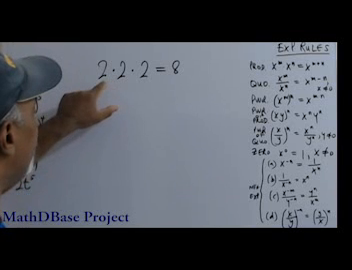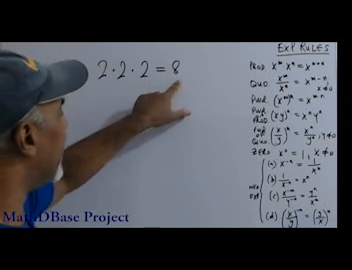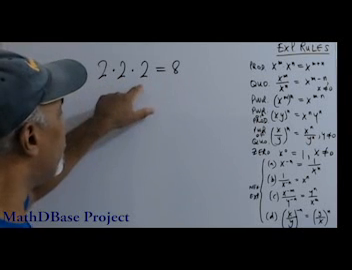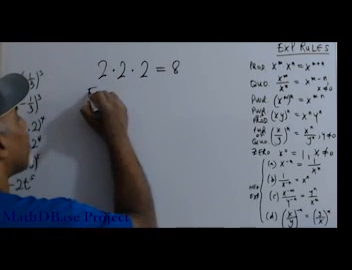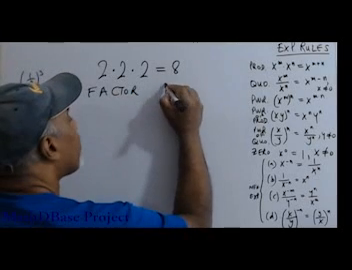In this situation, we have 2 multiplied by 2 multiplied by 2, which gives us 8. Each of these 2's is called a factor, and the 8 is called the product.